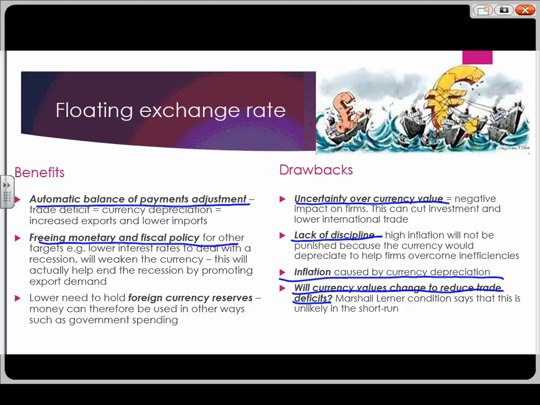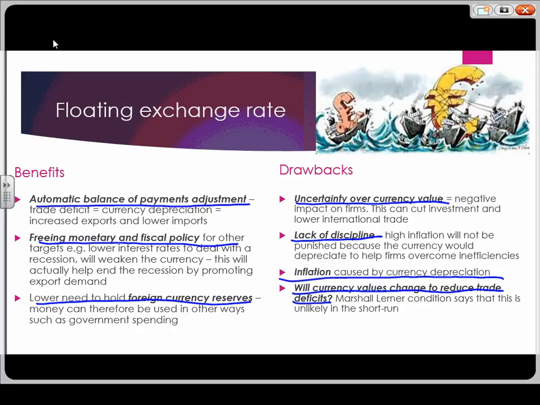So, for example, if you're in recession, you're going to lower interest rates. That will lead to your currency getting weaker. We would say, so what? That could actually be quite good. It could boost export demand across the world. Further to that, because we're not maintaining the fixed exchange rate, there's no need for governments to hold big amounts of foreign currency reserves. It means that money can be freed up to invest and spend in the economy instead.